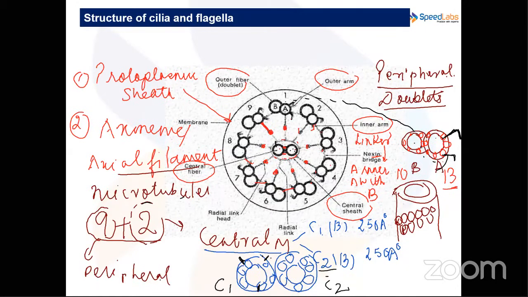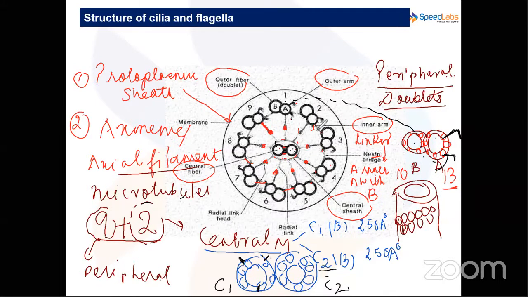So this is the structure of the cilia and flagella. Both of them internally have the same structure. Let us once more repeat, and we should also know the kind of protein. The A and the B and the central subunit are made up of dynein protein. We'll write it somewhere.